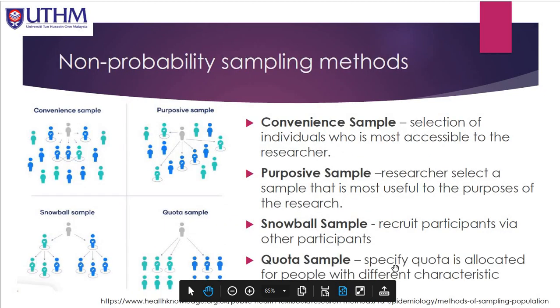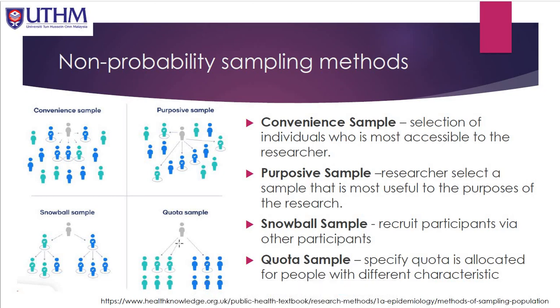Quota sample means that a specific quota is allocated for people with different characteristics. They say, okay, I want to get 10 or 20 samples from the lecturer group, 10 samples from student groups, 10 samples from the company group, 10 samples from the farmers, 10 samples from lorry drivers, something like this. So they have the quota, so that they divide the group equally. They get the samples equally from each group.